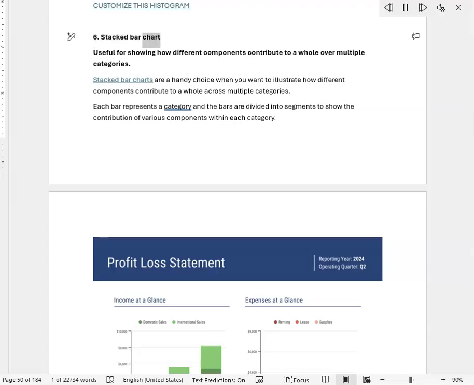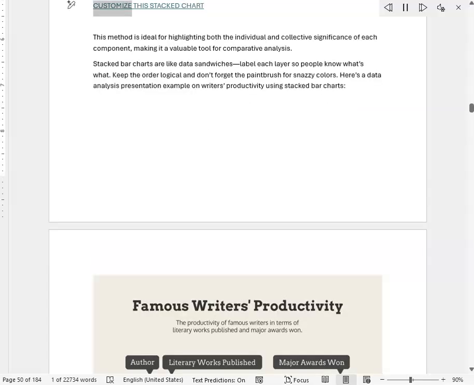6. Stacked bar chart. Useful for showing how different components contribute to a whole over multiple categories. Stacked bar charts are a handy choice when you want to illustrate how different components contribute to a whole across multiple categories. Each bar represents a category, and the bars are divided into segments to show the contribution of various components within each category. Customize this stacked chart.